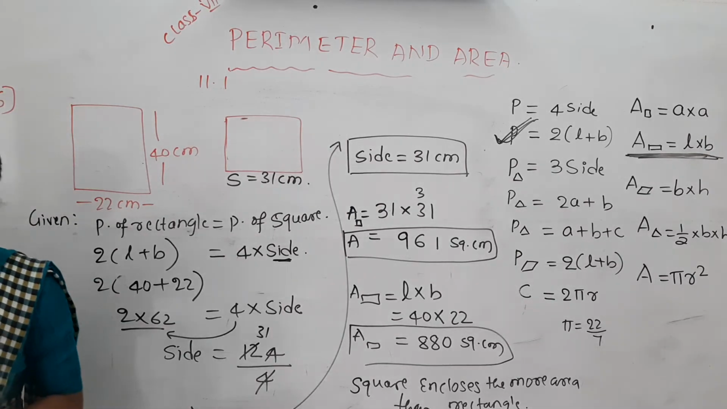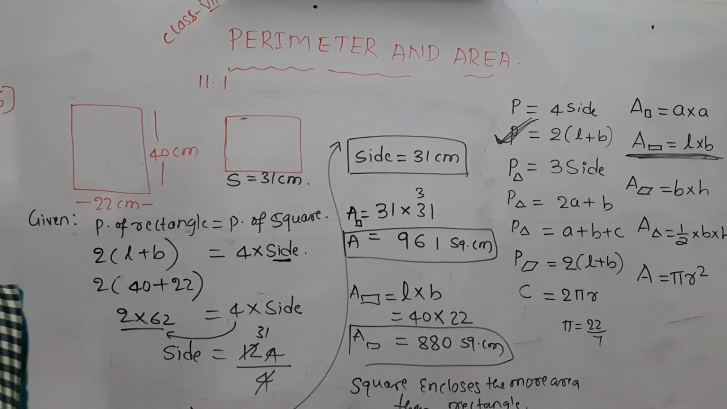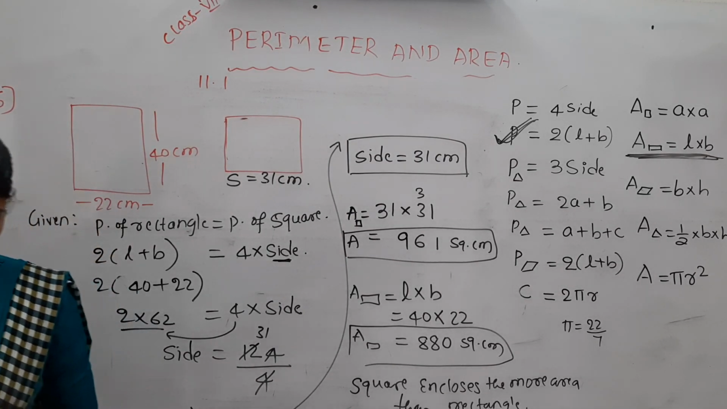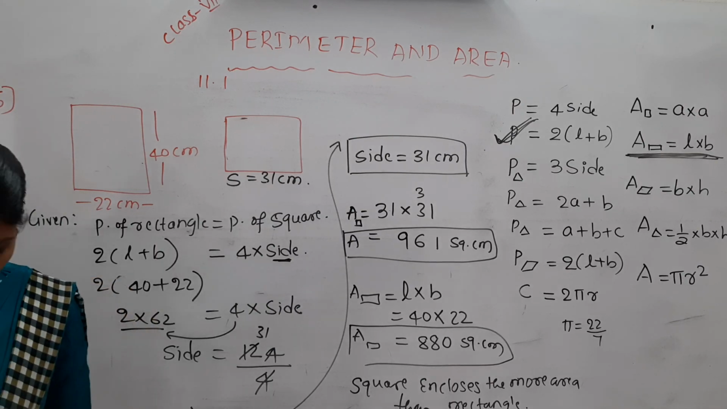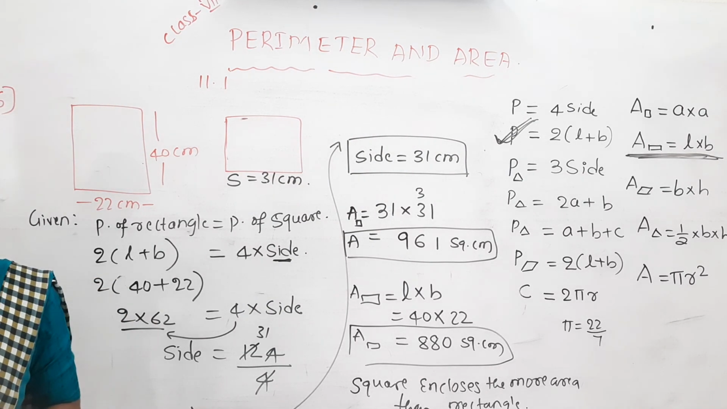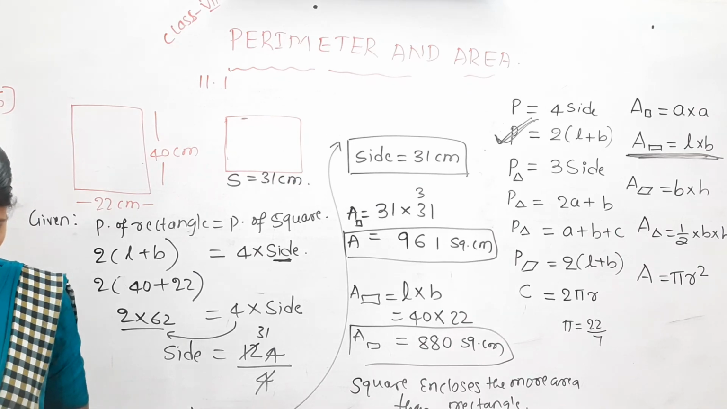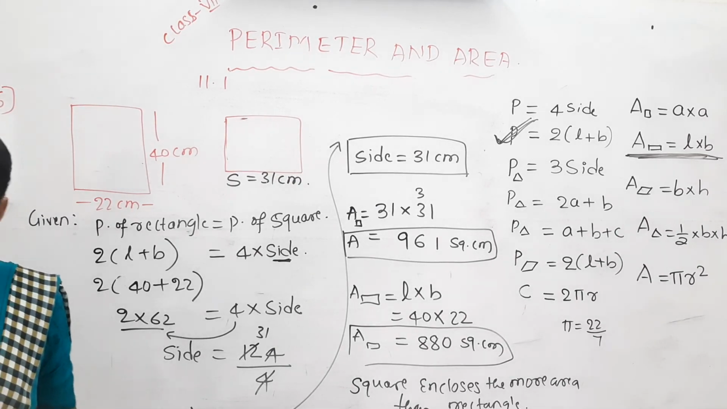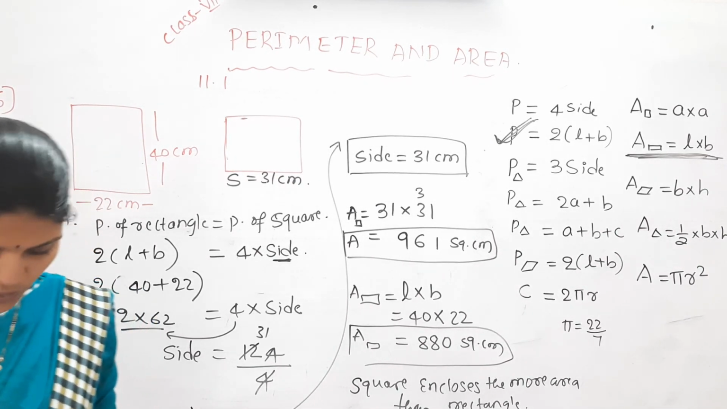Can you solve the 7th and 8th textbook questions? What is the 7th one? The perimeter of a rectangle is 130 centimeter. If the breadth of the rectangle is 30 centimeter, find its length. Also find the area of the rectangle. It is too easy. You can do it.